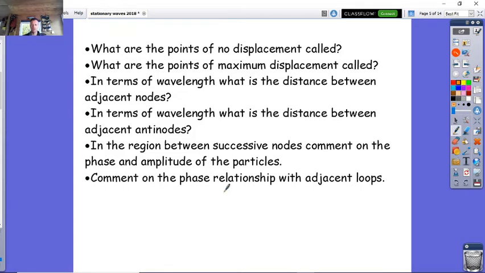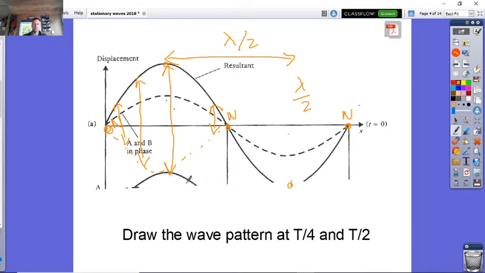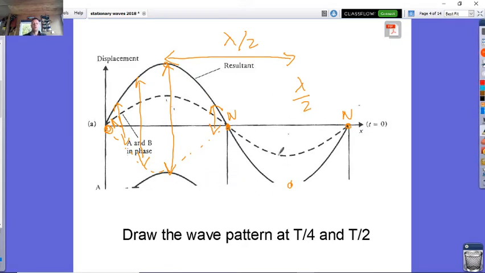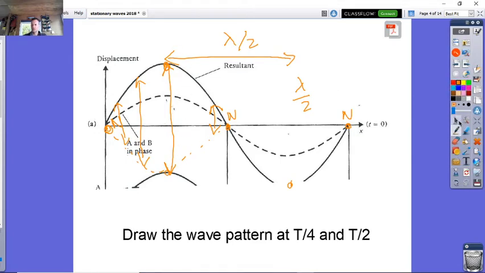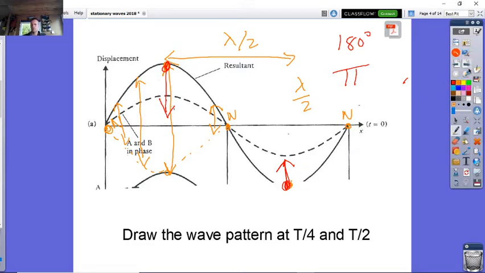And then, comment on the phase relationship between adjacent loops. What I mean by that is, I've got a loop here and a loop here. If you're looking at the particle here, I'm going to change to a different color pen now, red. That's about to go down if I go forward in time, and that is about to go up. Therefore, can you see they're going to be 180 degrees, or pi, out of phase? That's looking at that particle there compared to this particle here. So the answer to that one is, between adjacent loops, the particles are going to be pi out of phase.